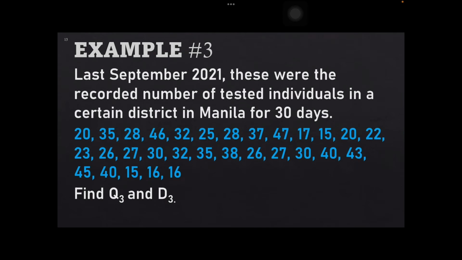Last September 2021, these were the recorded number of tested individuals in a certain district in Manila for 30 days. Okay, so isang distrito daw sa Manila, nung kasagsagan ng COVID, nung mataas pa yung cases natin, ito yung number of tested individuals, yung tinetest, hindi necessarily positive, pero ito yung tinetest nila every day for 30 days. So, hahanapin ngayon natin si third quartile at si third decile.